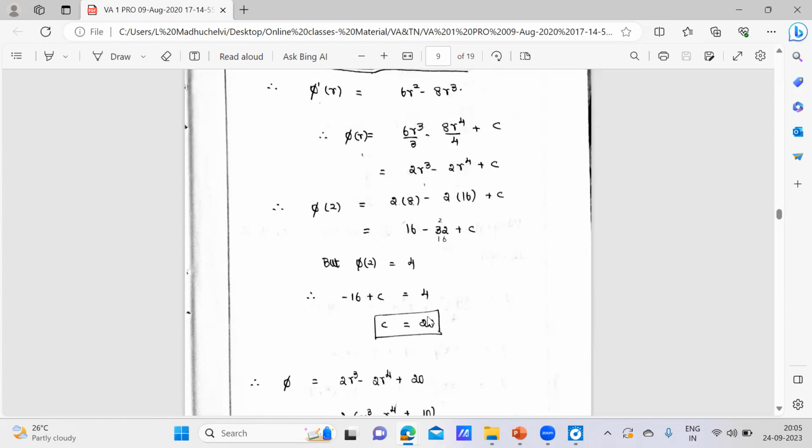So in this lecture, we saw the definition of a directional derivative and a gradient of a scalar point function, and then some problems on gradient of scalar point function.